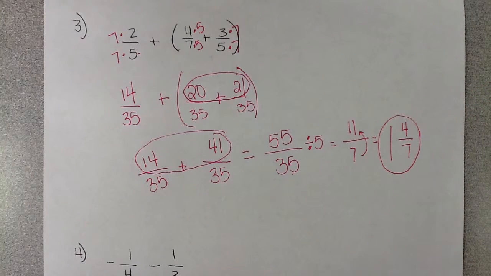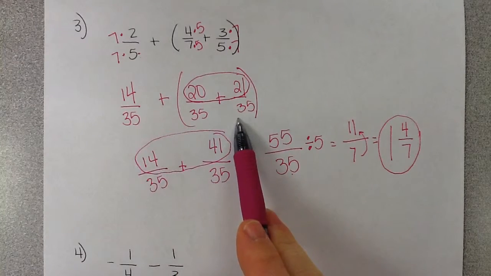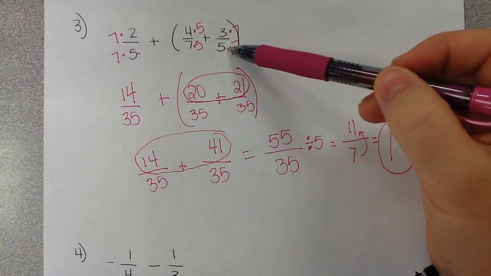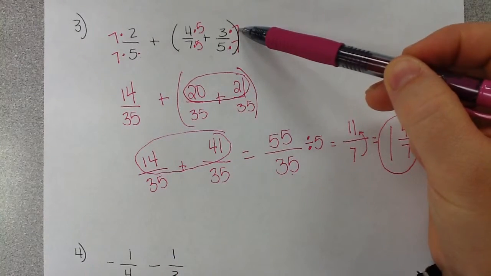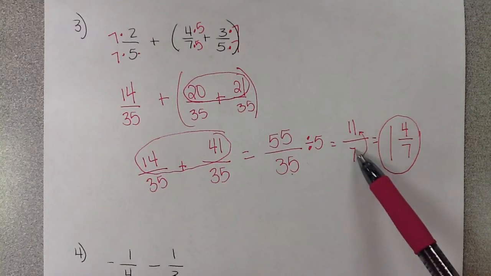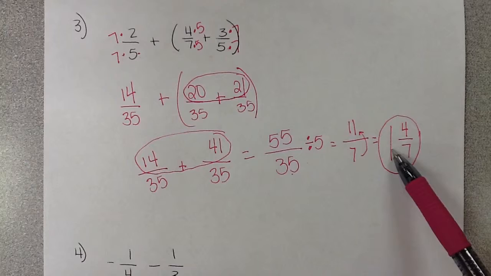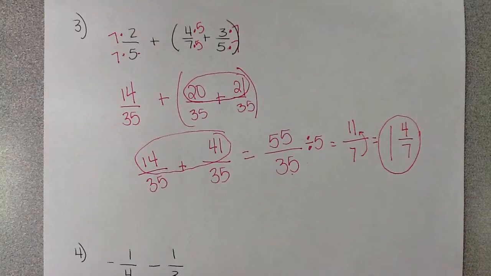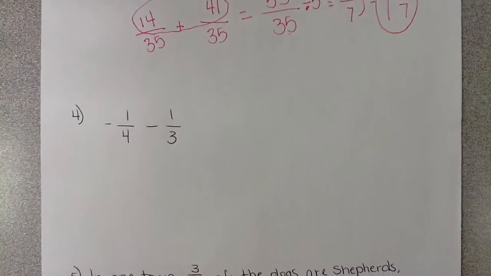Add or subtract, make your shoes match. What you do on bottom, you must do on top. Simplify answer, improper fraction needs to become a mixed number. Try this next one on your own.